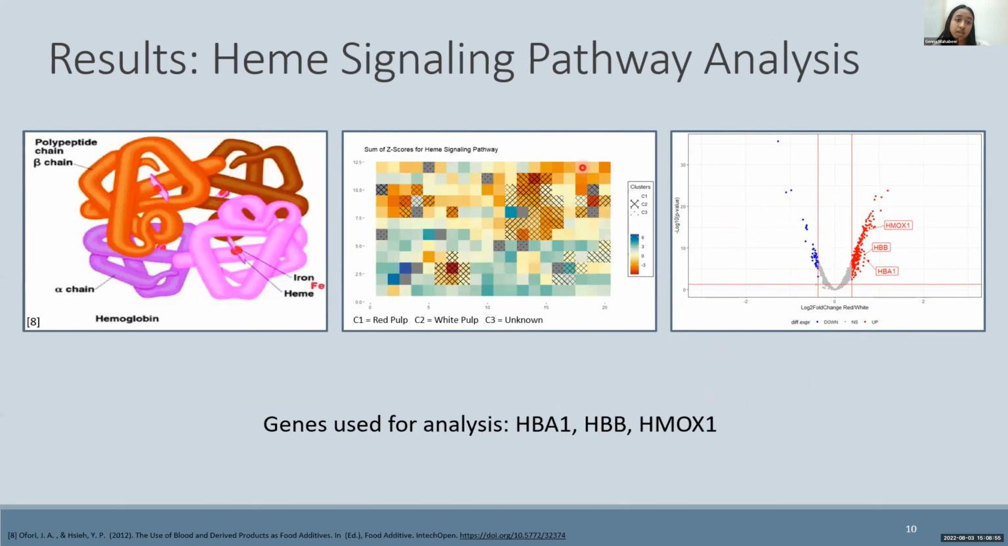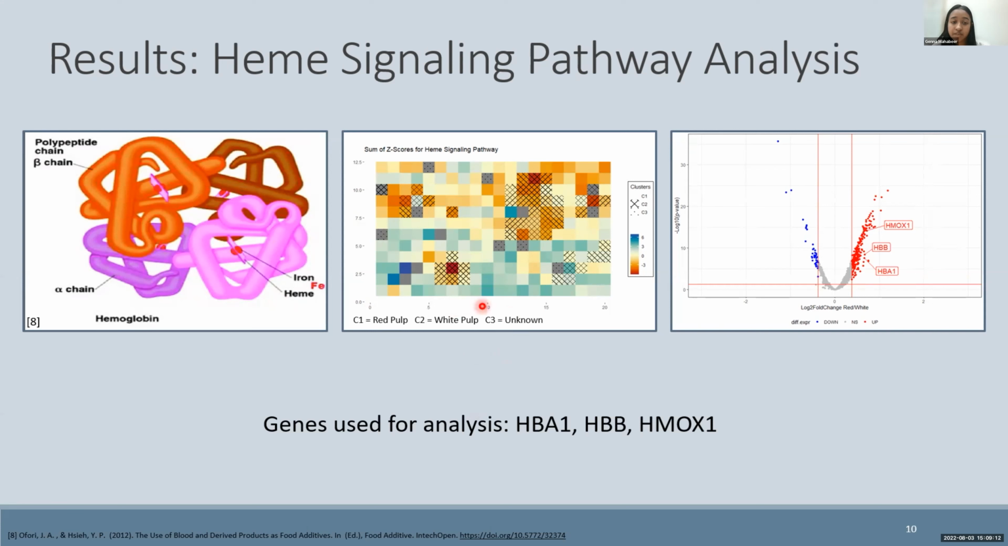And lastly, we looked at the heme signaling pathway, and so since heme is attached to the hemoglobin and is present in many of the red blood cells, when the spleen is filtering old red blood cells, the heme signaling pathway is present and is a good marker for the red pulp.